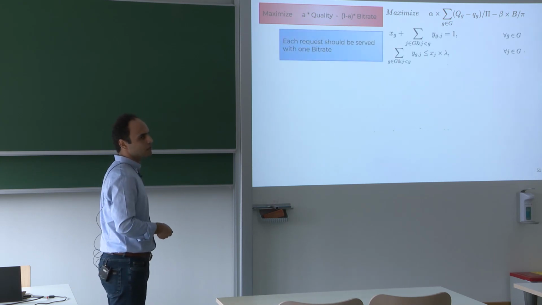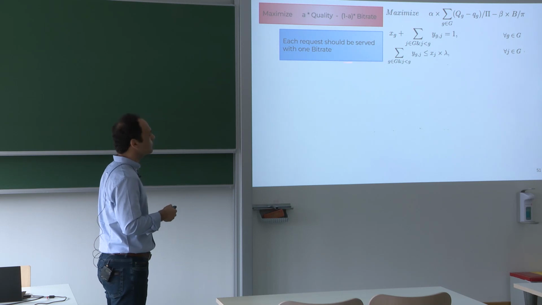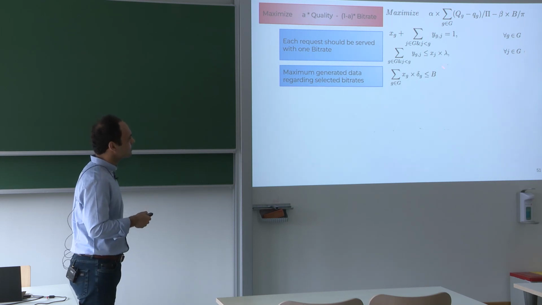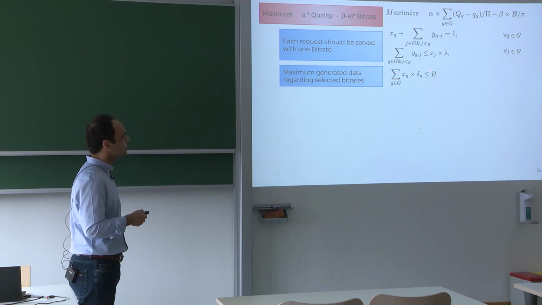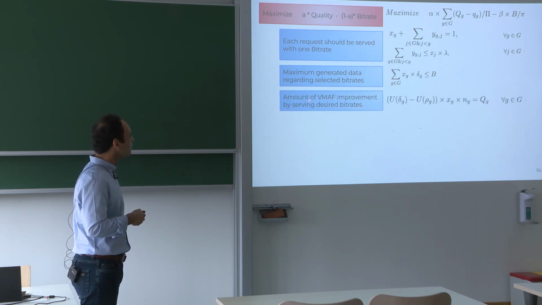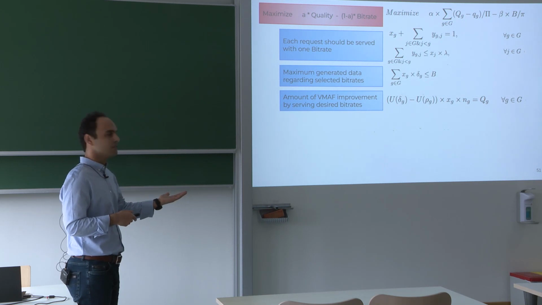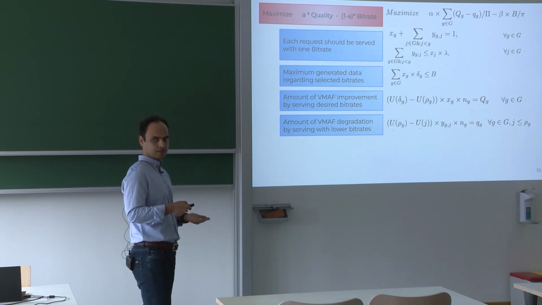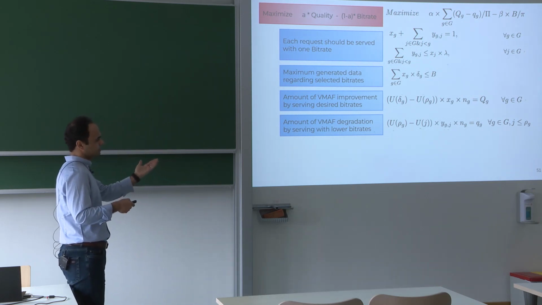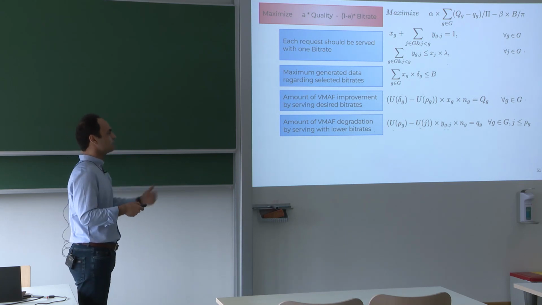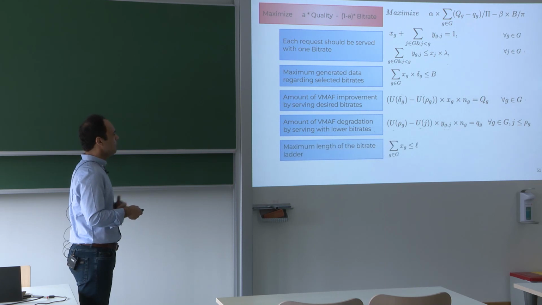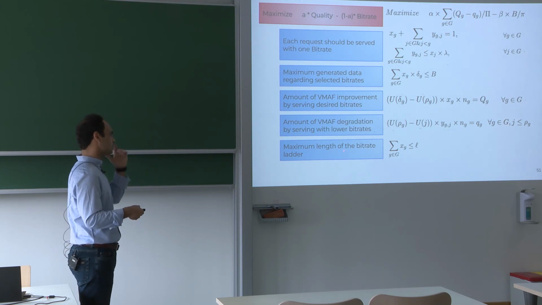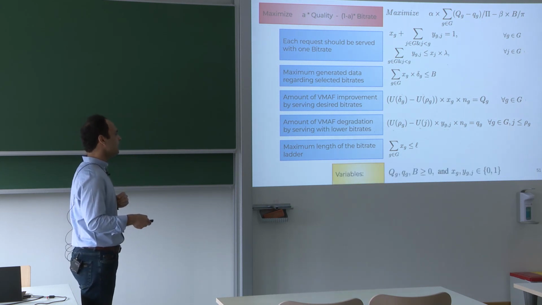Regarding some constraints, for example, each request should be served with one bitrate, is one constraint. Maximum generated data regarding selected bitrates should be monitored and measured, as here as B. Then the amount of VMAF improvement by serving the desired bitrate, and the amount of VMAF degradation by serving with lower bitrates. If we ignore providing that desired bitrate, we need to serve the client with a lower one. So we have another constraint to limit the length of the ladder, and we have the variables.